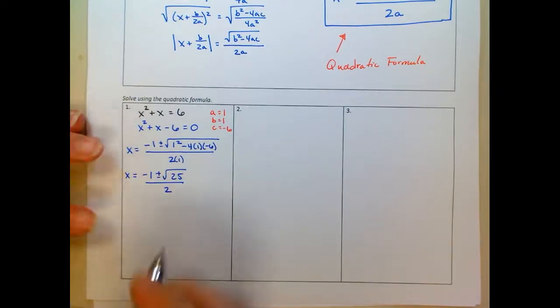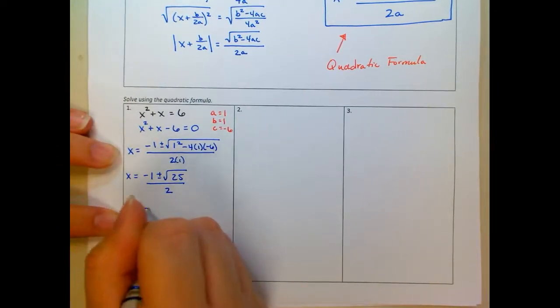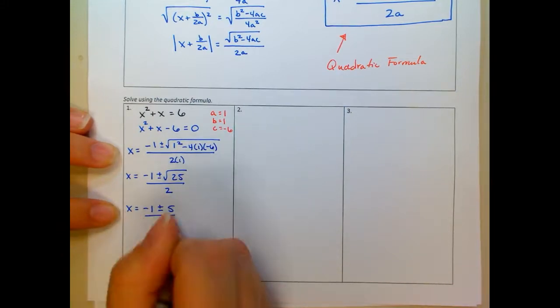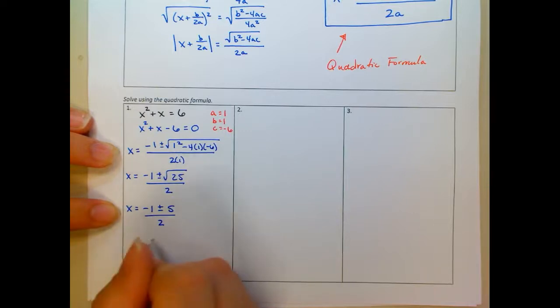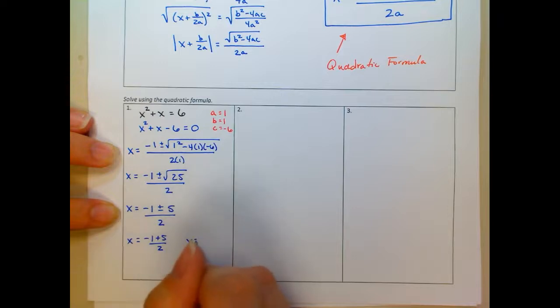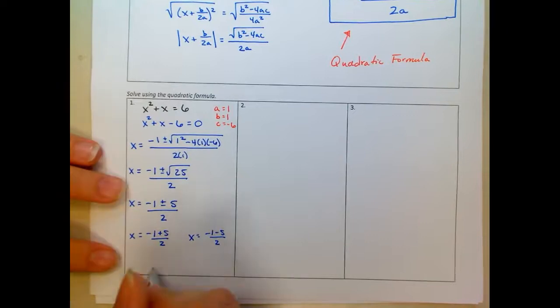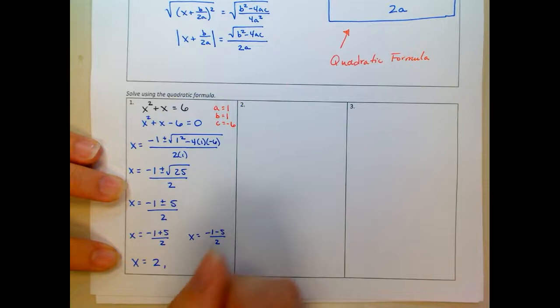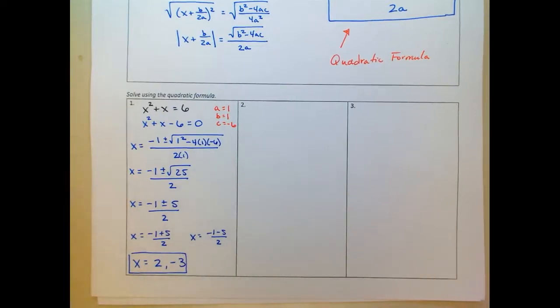Well, good news is 25 is a perfect square. So this is one that is fairly easy to do by hand. So that's going to be x equals negative 1 plus or minus 5 over 2. And then just a reminder, this is negative 1 plus 5 over 2, and this is negative 1 minus 5 over 2. I should have two nice answers here. So that's going to give me 4 over 2, which is 2, and negative 6 over 2, which is negative 3. So these are quite nice answers. In fact, this problem would have probably been better served by factoring, simply because the answers are so nice.